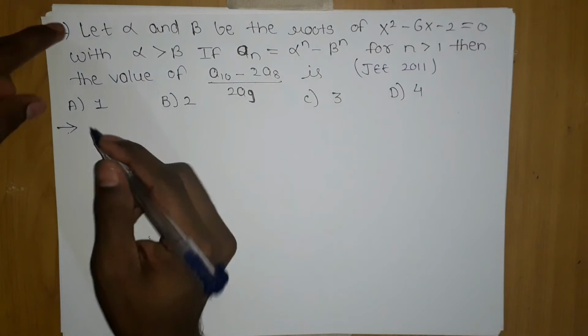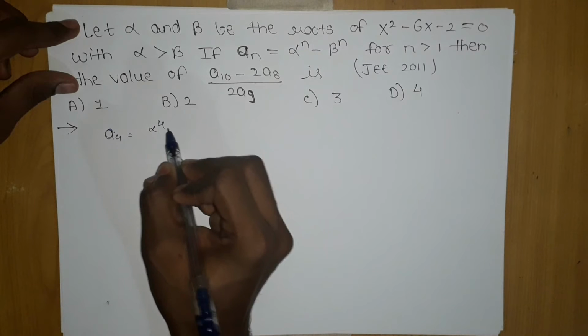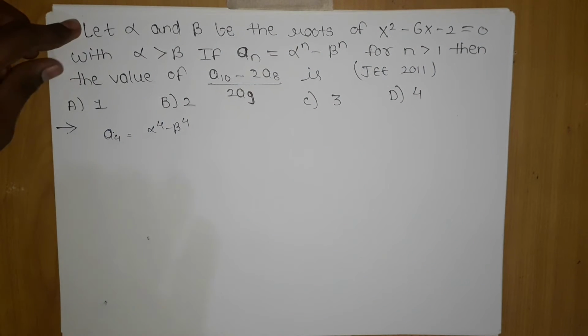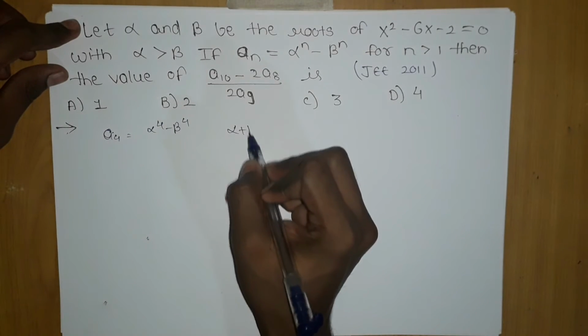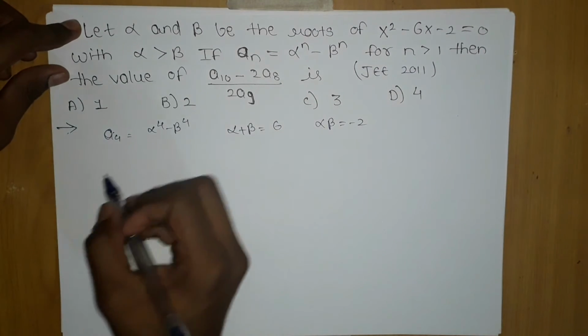First, if I want to write a4, what will it be? It will be alpha raised to 4 minus beta raised to 4. This is the basic thing, so anything will be put in place of n. So just don't be scared. These questions are just to make you scared. They are very easy. Now let's get the sum and product of the roots. Alpha plus beta is 6. Alpha into beta is minus 2. Okay, we are done with this.